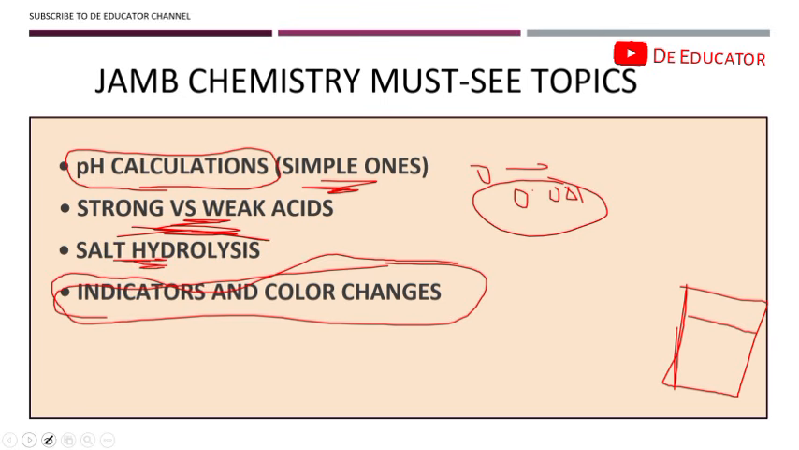This is what I mean when I say studying smart. You don't need to start suffering yourself, going back to textbooks and reading over and over. With all these things I've highlighted, if you follow everything here, you should be expecting nothing less than 70 in your chemistry UTME.